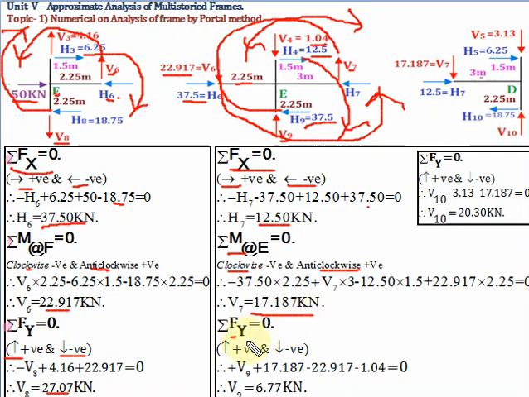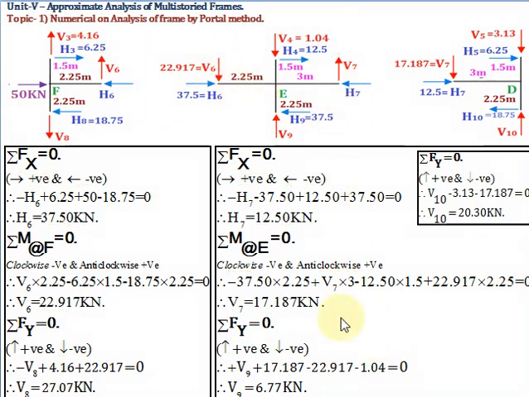Then apply summation Fy equal to 0. Consider upward force positive, downwards negative. What are the forces acting upward? V9 and V7. V7 value is 17.187. So 17.187, V6 acting downward, minus, and 1.04 acting downward, minus. So the value of V9 is 6.77. Now consider the joint D.